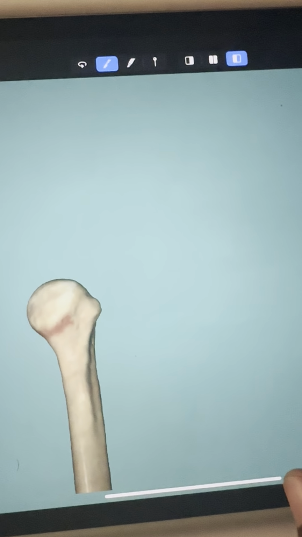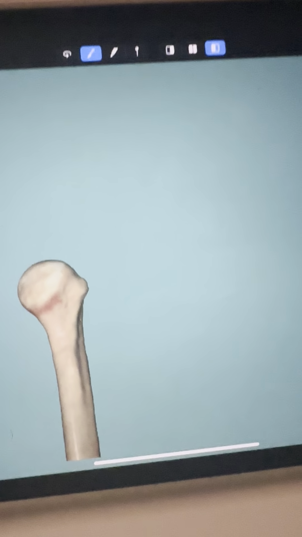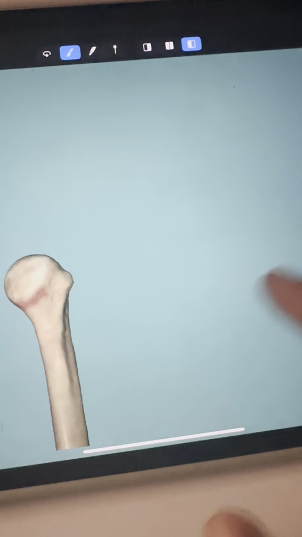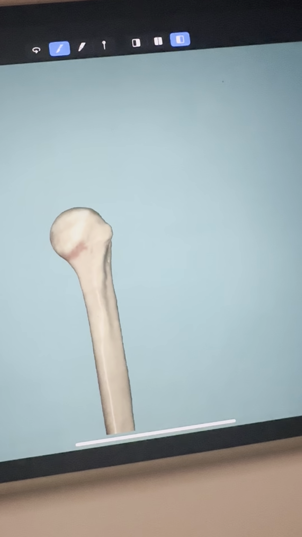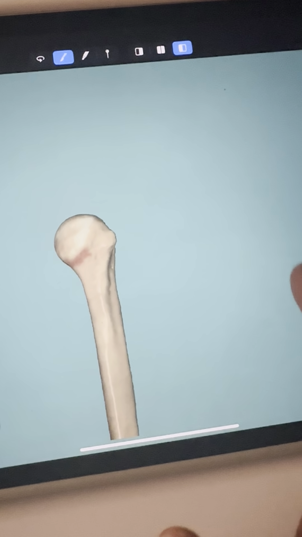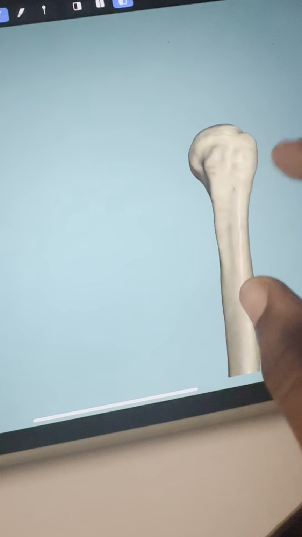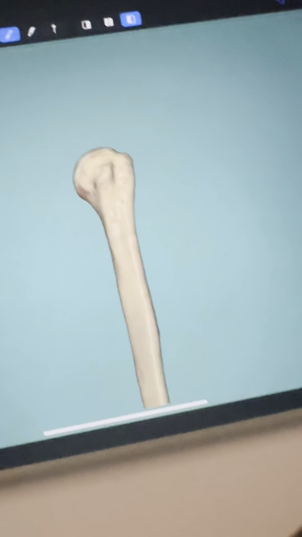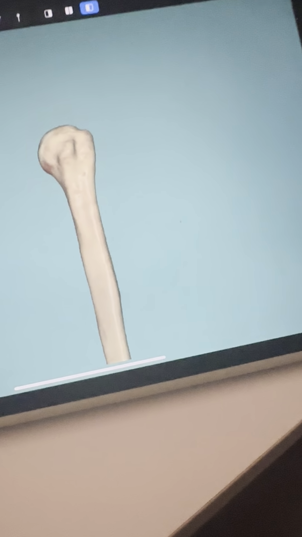The anatomical neck of the humerus marks the boundary of the articular surface. You have your greater tubercle, where you will find your rotator cuff muscles attaching. You have your lesser tubercle, the smaller bump on the anterior side of the proximal humerus.